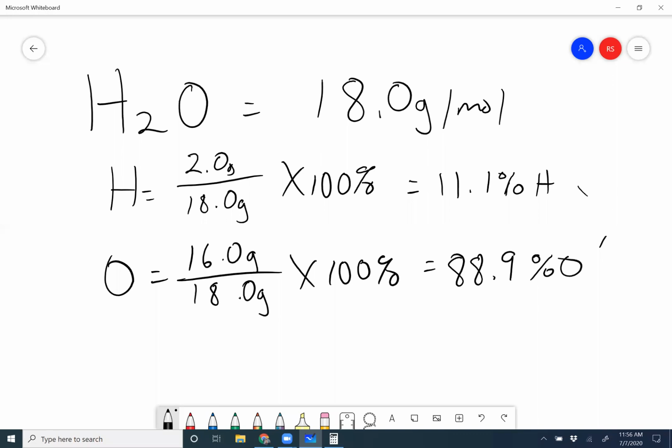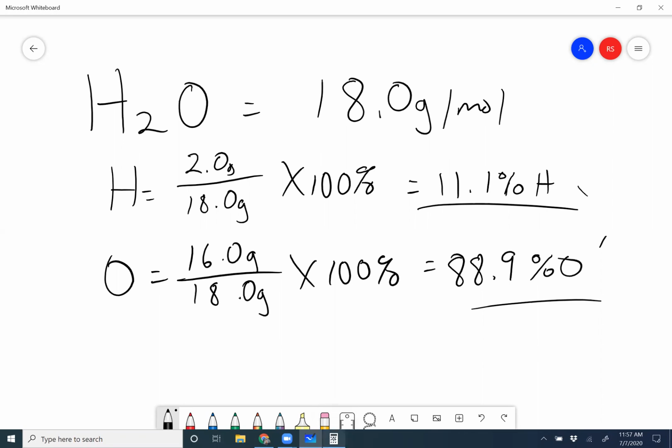And so this is what they're talking about when they're talking about percent composition or mass percent. A mass percent is just one atom, and the percent composition is every atom. So it's two names for the exact same procedure. So that's what they mean by it.